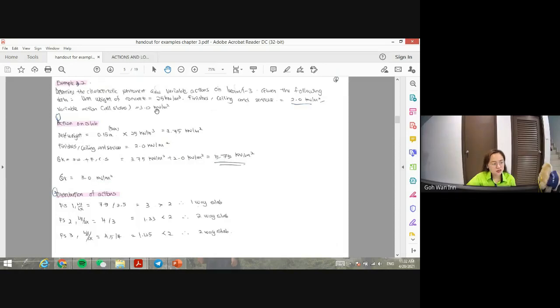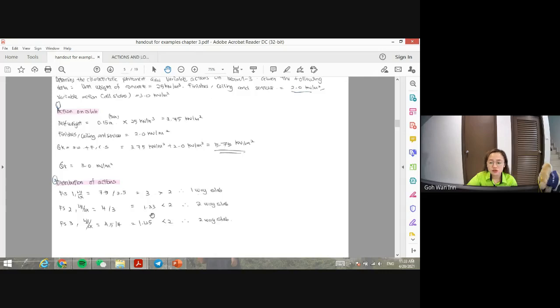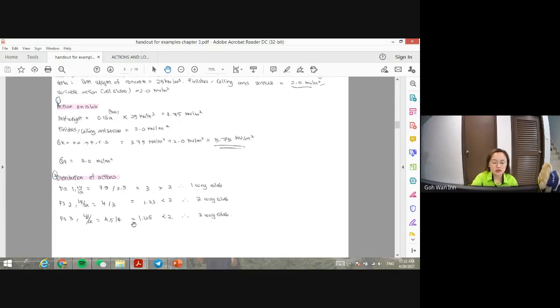This is provided. Also you need to calculate the distribution actions. So FS1, Ly over Lx is 3, so it's a one-way slab. FS2 is 1.33, which means it's a two-way slab. FS3 is 1.125, which means it's a two-way slab. Later you need to use this value to refer to the cases 1, 2, 3, 4, 5, 8 in the table, where they have 1.0 to 1 point something. So this is the value you need to use. Okay, so we go to the next.